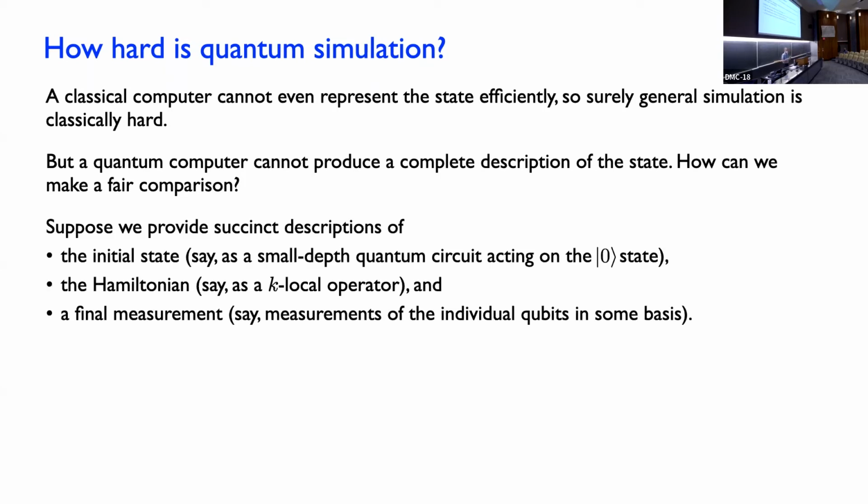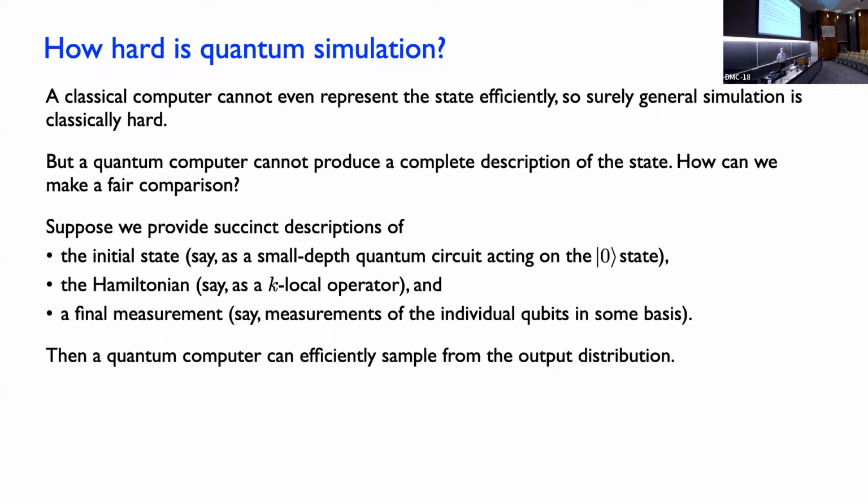what I'm going to imagine is that we make everything in a form that's friendly for classical computers. So let's imagine that we have succinct descriptions of the input state, the Hamiltonian, and the final measurement in terms of things that a classical computer could get a handle on. So maybe the initial state is just the zero state, or it's a product state, or some kind of state more generally that you could produce by a small depth quantum circuit acting on the zero state. We could say that the Hamiltonian is, let's say, a k-local operator, and that the final measurement is some kind of nice measurement. Maybe it's a measurement in the computational basis, or measurement of the individual qubits in some basis.